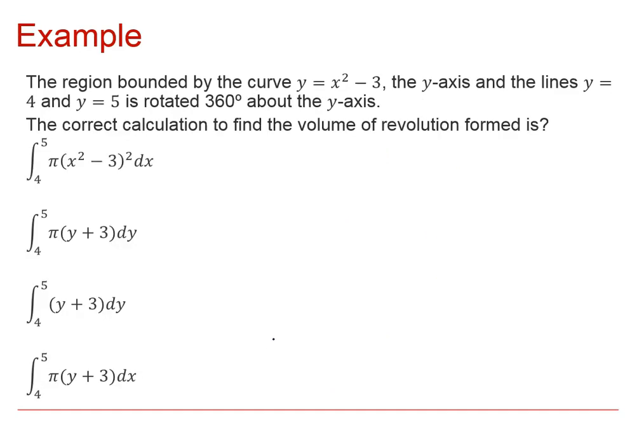Okay, so now we're going to have a look at this example. We've got a region bounded by the curve y equals x squared minus 3, the y-axis, and the lines y equals 4 and y equals 5, and it's rotated 360 degrees about the y-axis. Which of these is the correct calculation to find the volume of revolution? So pause the video, have a little look, and we will go through them.